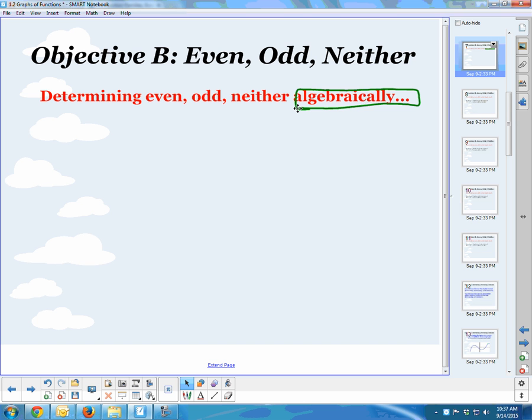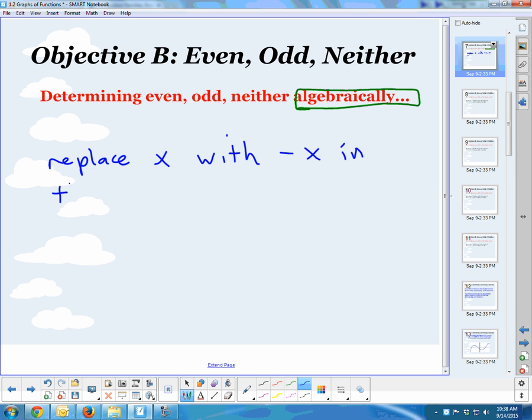So what we will do today is we will look at the algebraic techniques, and then we'll just demonstrate with a couple of examples. So in both cases, to determine if a function is even, odd, or neither, we are going to replace x with the opposite of x in the function. And this works for both tests, testing for even and testing for odd. So that's our first step.